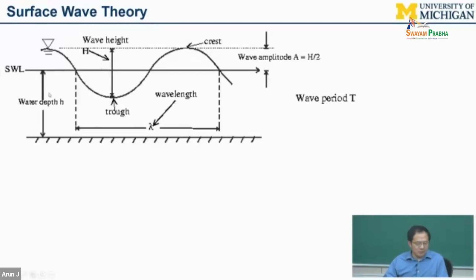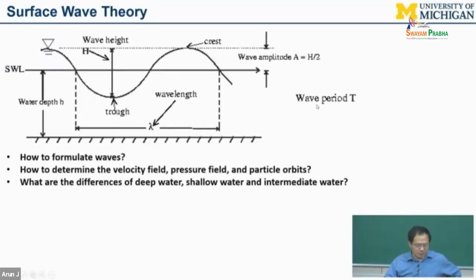You have water depth, small h, and you have wave height, which is 2 times the wave amplitude, this is capital H. Then you have wavelength lambda, and you also have the wave period. So how do we understand this problem?